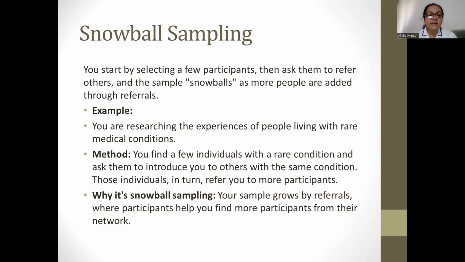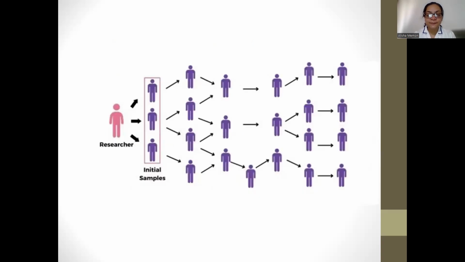are added through referral. For example, if I have to understand the perception of physiotherapists towards certain things, I may roll out a form to 10 physiotherapists I know, and those 10 will spread the form to 10 more, and those other 10 will spread the form to 10 more. So this is known as snowballing, and this type of sampling technique is known as snowball sampling. Your sample grows by referrals, where participants help us find more participants from their network.